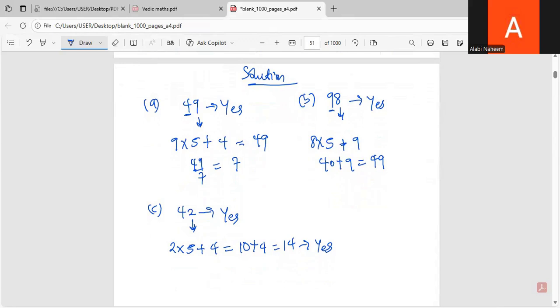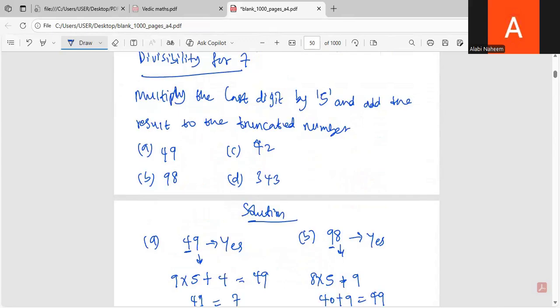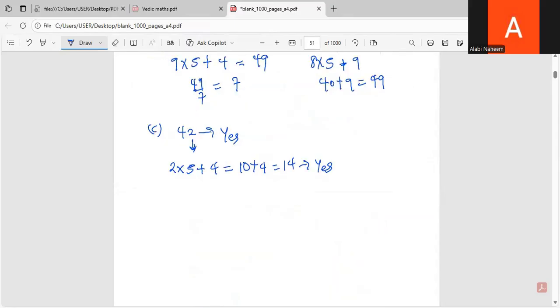Next number we have is 343. For 343, what's the last number? Last number in this case is 3, right? Multiply 3 by 5, 3 times 5 plus. Now, let's be careful here. The rule says multiply the last digit by 5. You have 3, in this case, the last digit. 3 times 5. Add it to the truncated number.